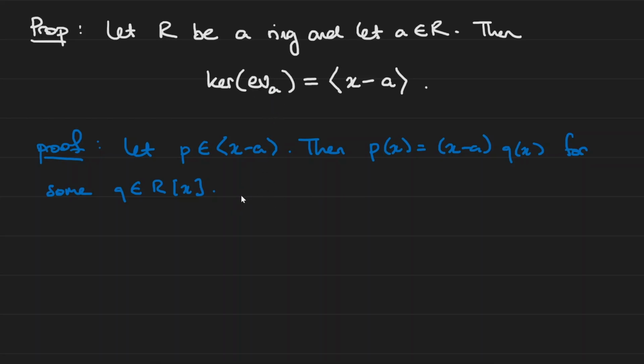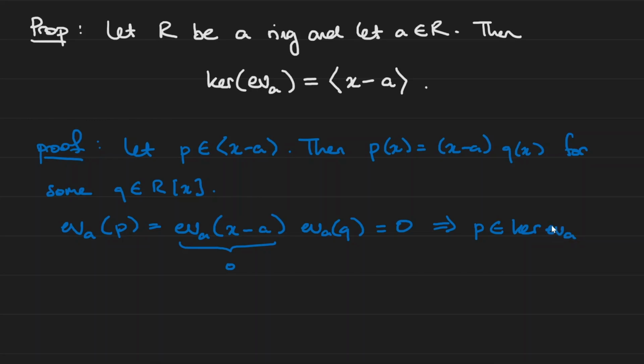Okay, but we want to show that p is inside of the kernel, so let's just apply the evaluation homomorphism on p. That's exactly the evaluation homomorphism on x minus a times q of x, but we can split it up because it's a homomorphism. So we have the evaluation on x minus a, then the evaluation on q, but the evaluation on x minus a here is exactly equal to 0. So the whole thing is equal to 0 because 0 times anything is 0, and this means that our polynomial p is indeed inside of the kernel of the evaluation homomorphism.